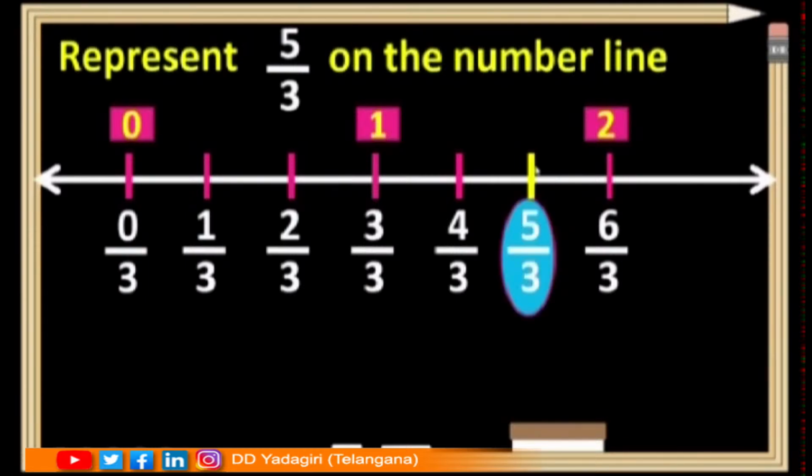In another way, 5 by 3 is an improper fraction, right? It can be converted to a mixed fraction. So it can be written as 1 2 by 3. So it indicates the number lies between 1 and 2. Here 2 by 3 indicates after 1 the second point, this is 2 by 3. We have divided into 3 equal parts, the second part is our number. Okay. So in this way also we can represent a rational number on the number line.